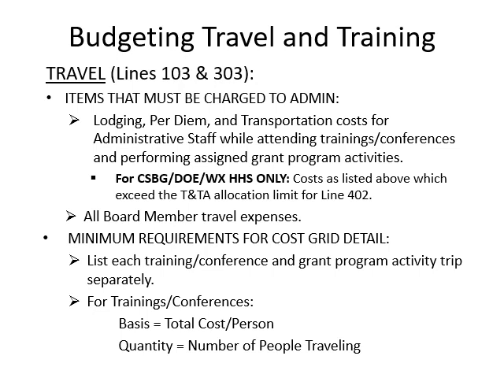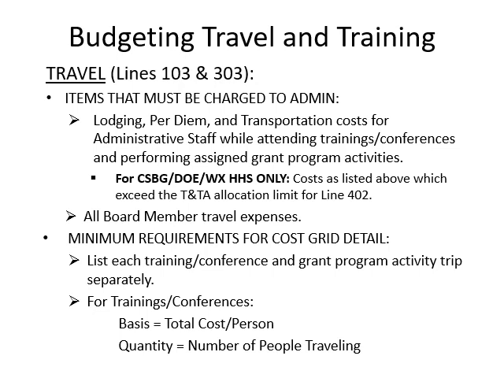Please note that for the CSBG, DOE, and HHS weatherization grants only, because there is a separate TNTA allocation on line 402, the costs charged to the travel category would be those that exceed the amount that can be accommodated by the allocation in line 402 for TNTA. Additionally, all board member travel expenses would be charged to admin, or the 303 category.